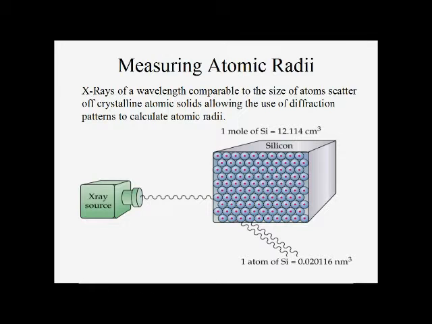So inside a solid, we can measure atomic radius using scattering of X-rays. As we shoot X-rays into a crystalline substance, they will scatter off the atomic nuclei. And if it's a crystalline substance, it'll create patterns in the scatter that will allow us to interpolate the actual positions of the nuclei in the substance.